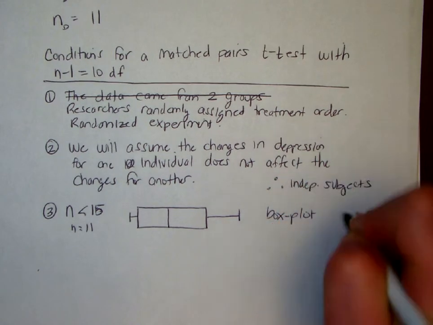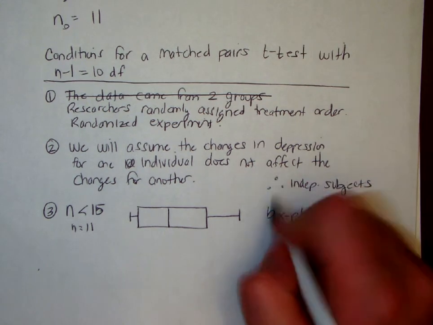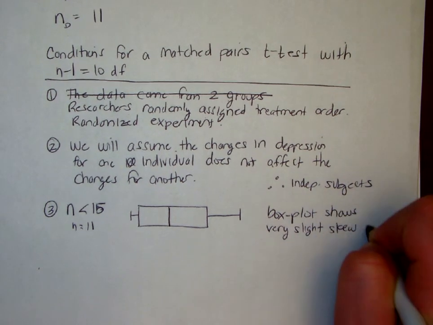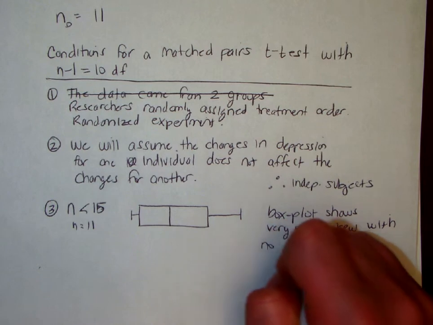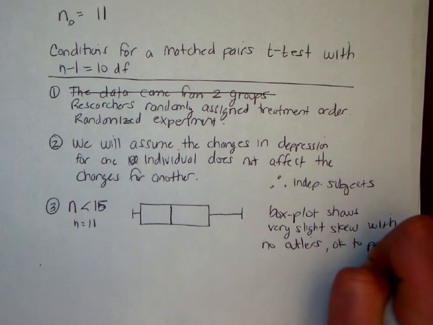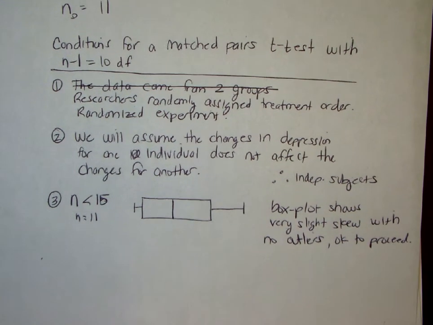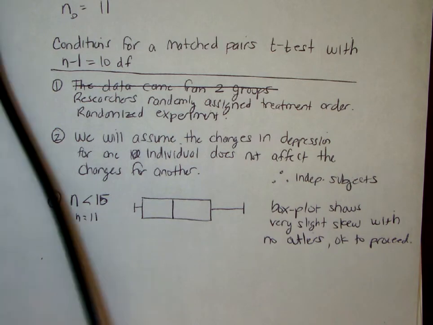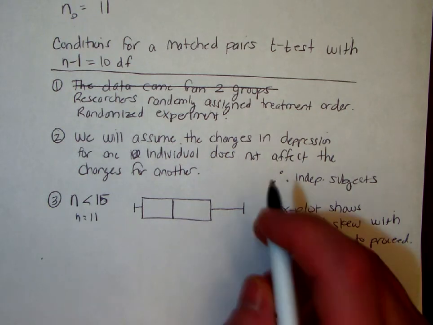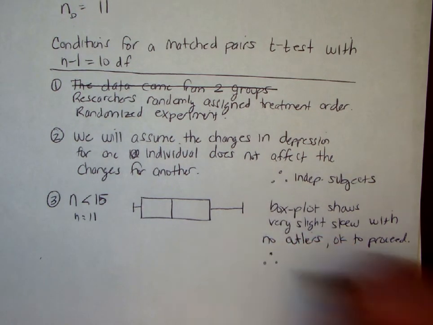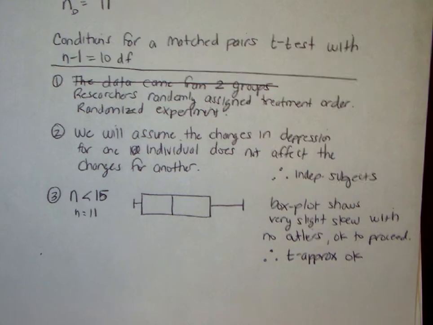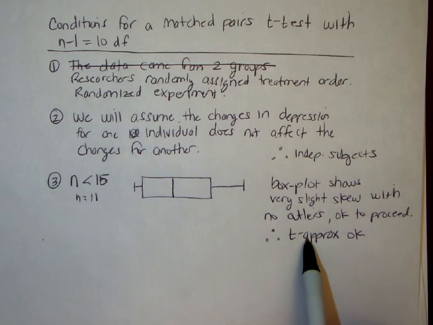Box plot shows very slight skew with no outliers. Okay to proceed. Maybe a little bit of caution there with the skewness, but really not bad, because t-distributions are robust. So this third condition will tell you that a t approximation is okay to proceed with. Make sure you write that point here, a lot of people forget that.